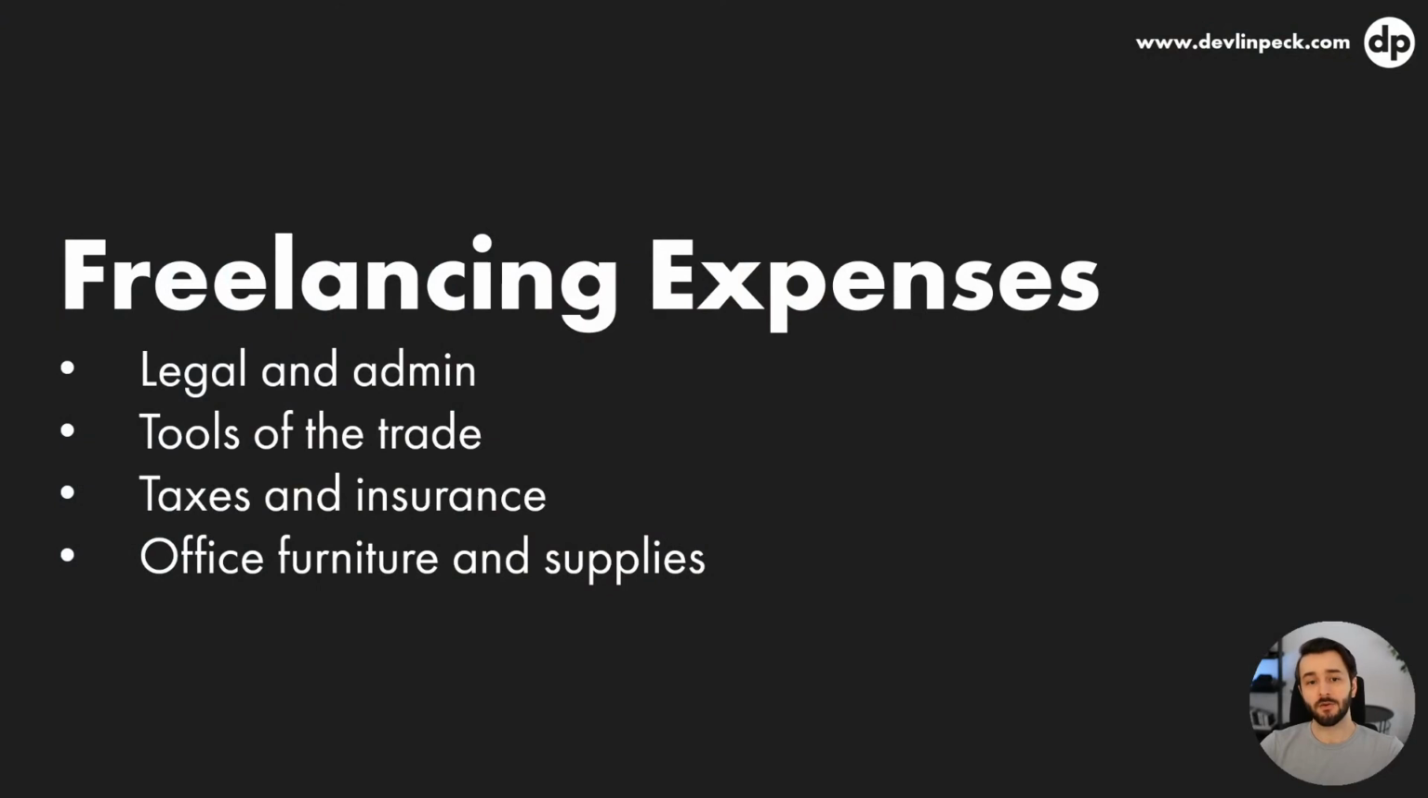The main categories we're looking at are legal and admin expenses, the tools of the trade, so the tools you need to actually get the job done, taxes and insurance expenses, and office furniture and supplies. So we'll look at each one of these categories in a bit more detail.